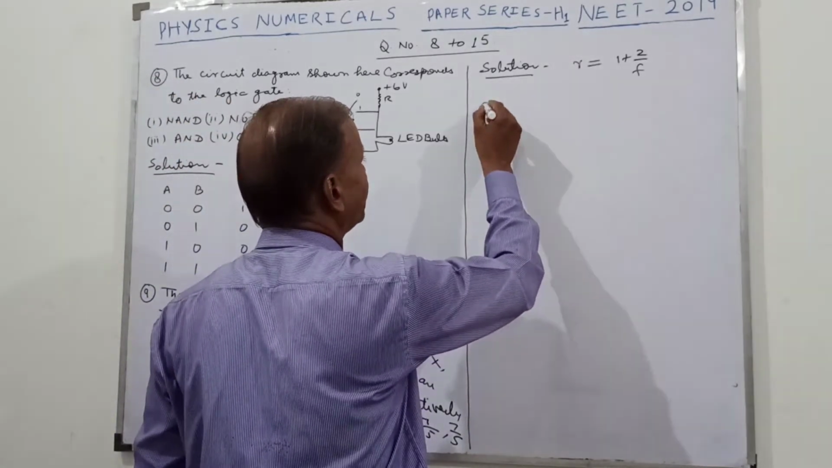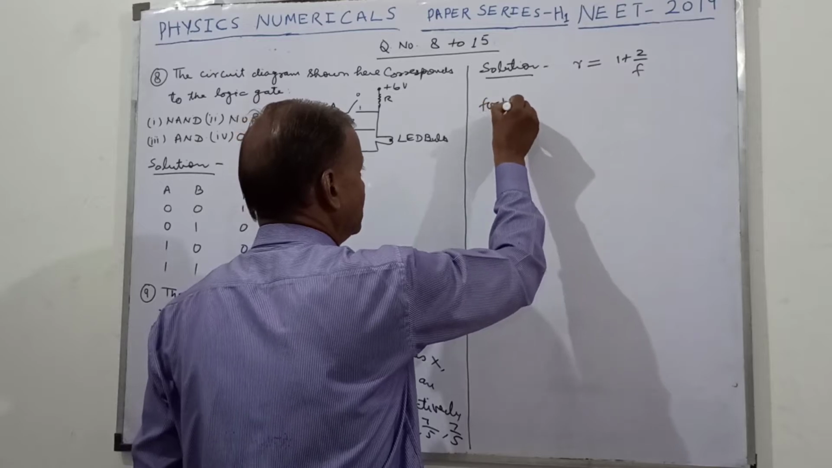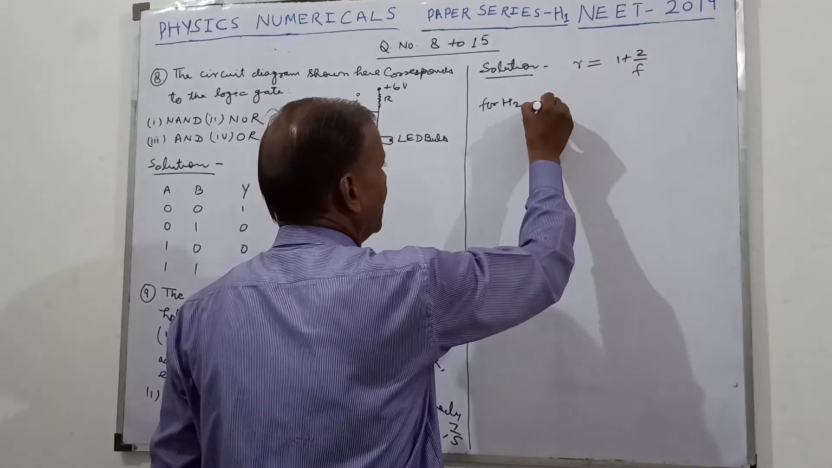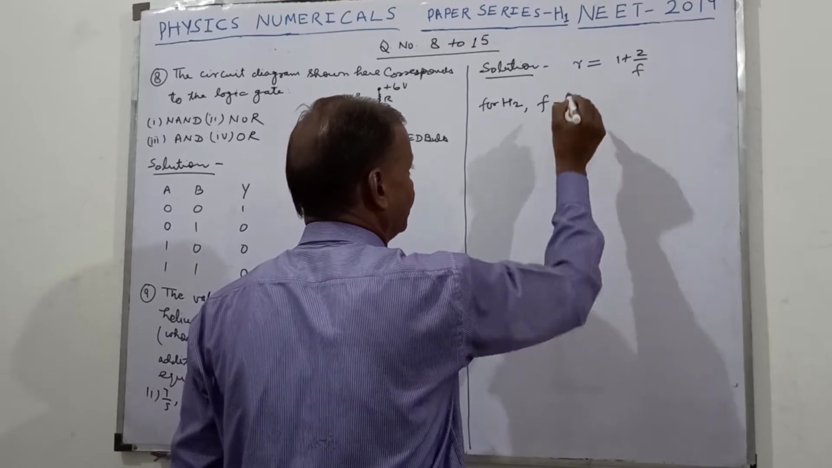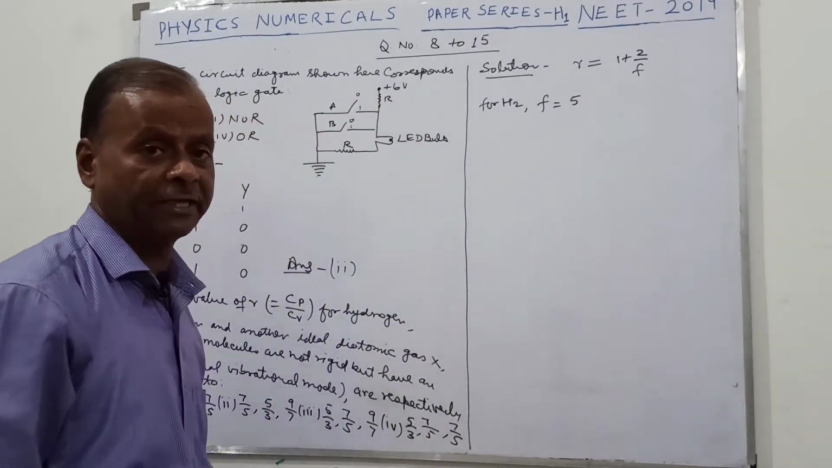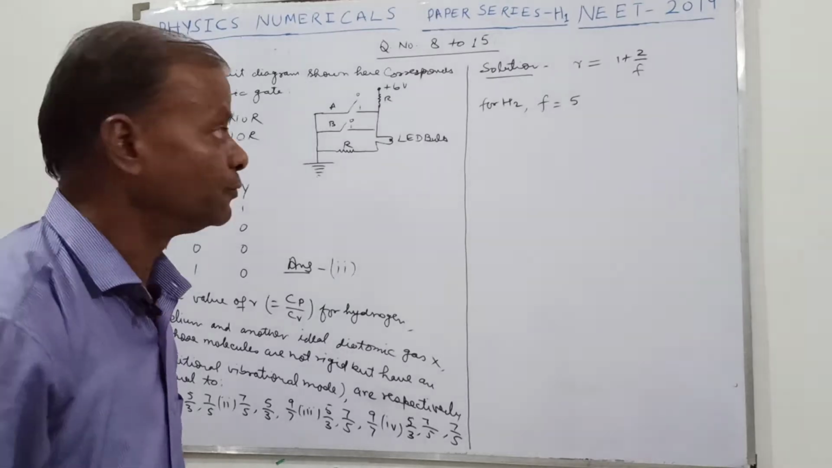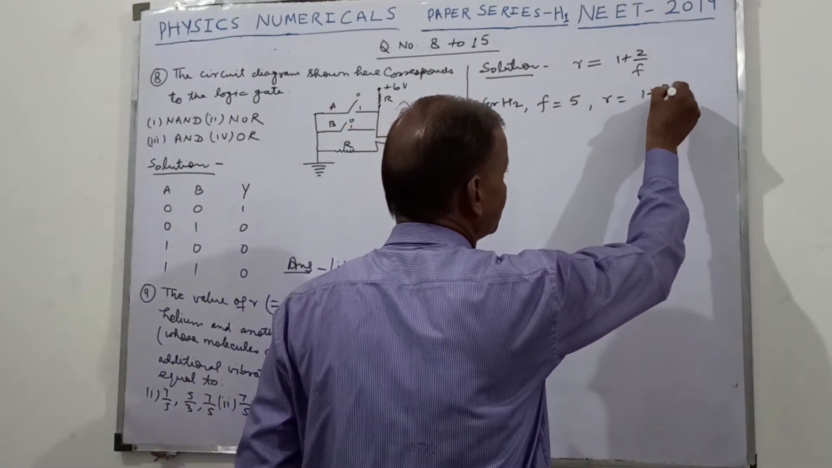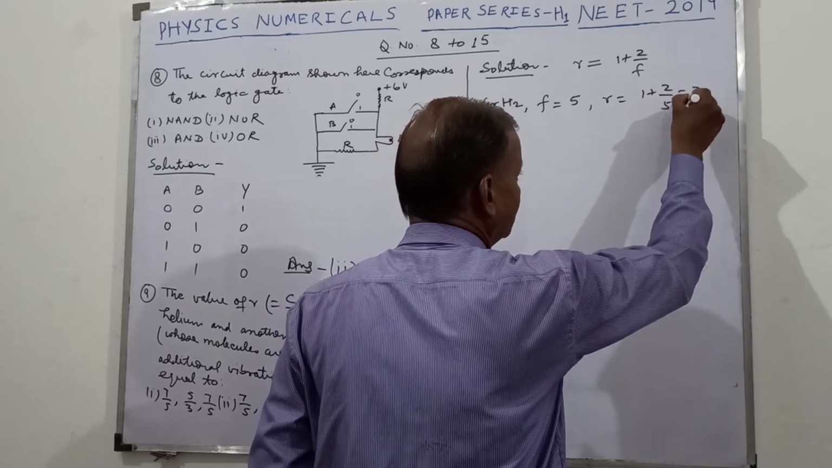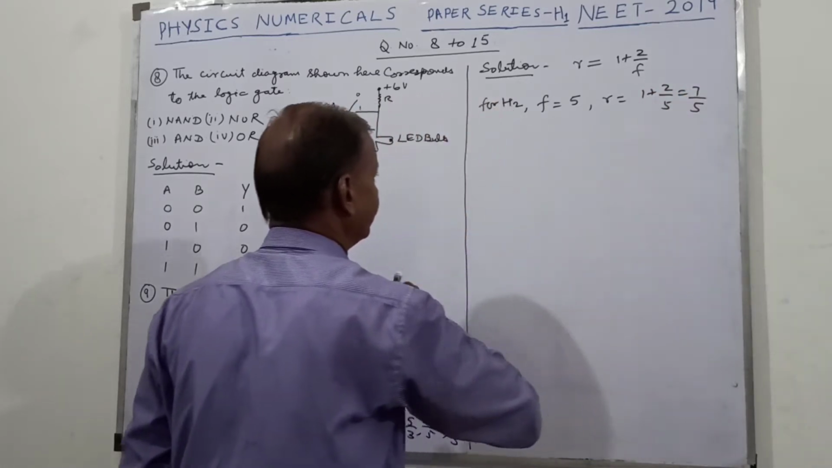So, for hydrogen, F is equal to 5. A diatomic gas has degrees of freedom equal to 5. So gamma is equal to 1 plus 2 upon 5, which is equal to 7 upon 5.